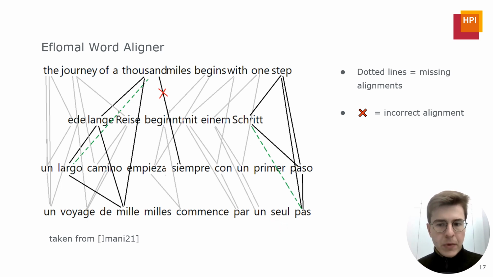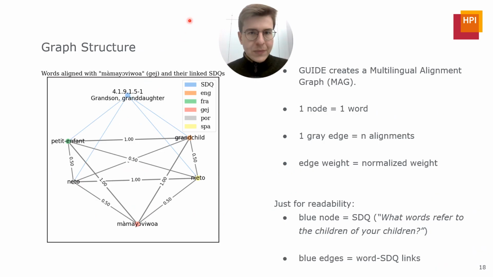We overcome noisy alignments by aggregating alignments. Each word in each language becomes a node, and all the alignments between two words become a weighted edge. The weight is the alignment count of these two words. This image shows an excerpt from the resulting aggregated multilingual alignment graph, abbreviated as MAG.